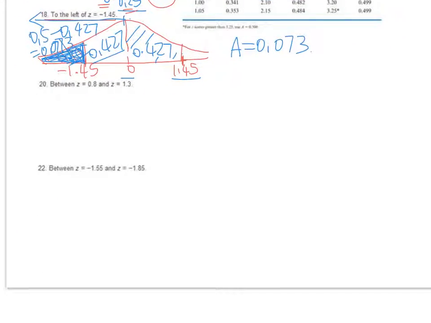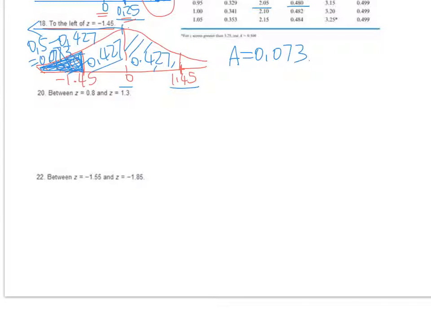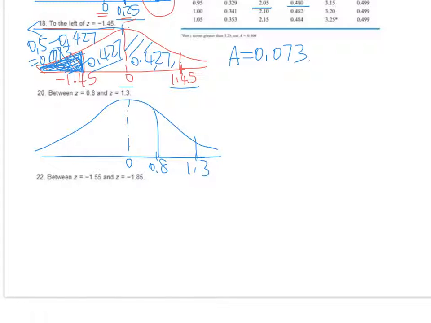Okay, let's look at the next one. The next one is slightly different. We see two z-scores, but none of them is a 0. And these two z-scores happen to be both positive. 0.8, if I put it here, 1.3 must be bigger. So we mark these two z-scores to locate the region where I need to find the area.